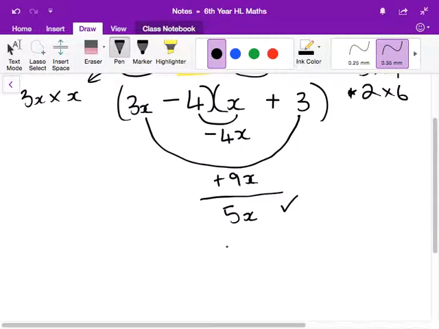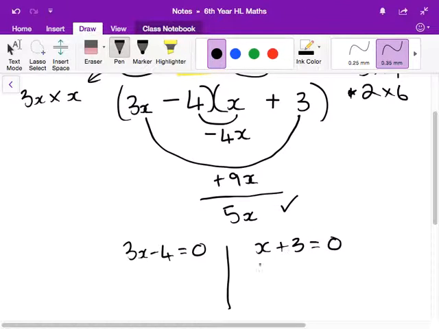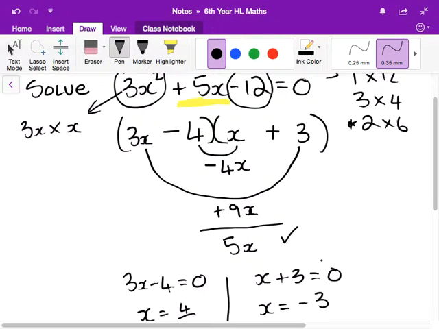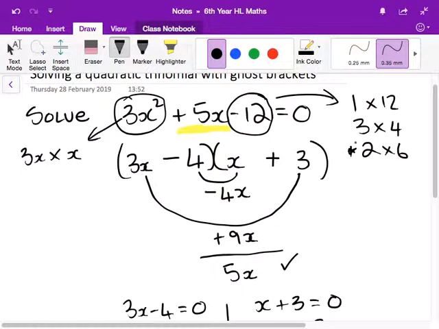So solving, you just split the page. 3x minus 4 equals 0, and x plus 3 equals 0. So you end up here with x is 4 over 3, and here x is minus 3. So that's how you do it.